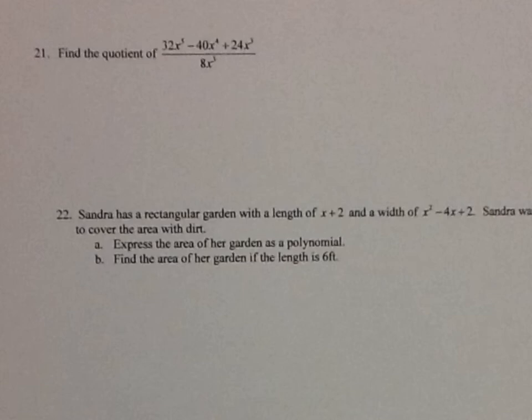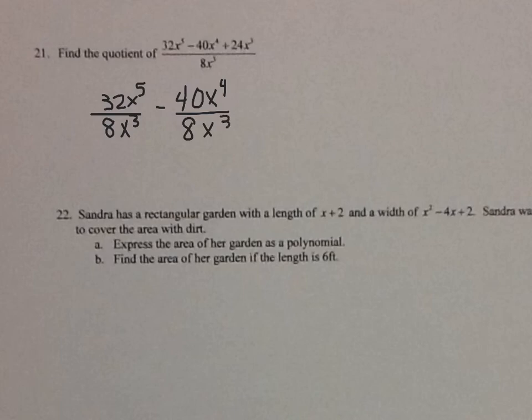Okay, number 21, we are finding the quotient. Quotient means to divide. So I'm going to separate the numerator and put each one over the denominator. So it's going to be 32x to the fifth divided by 8x to the third, minus 40x to the fourth divided by 8x to the third, plus 24x to the third over 8x to the third. Now divide each piece.